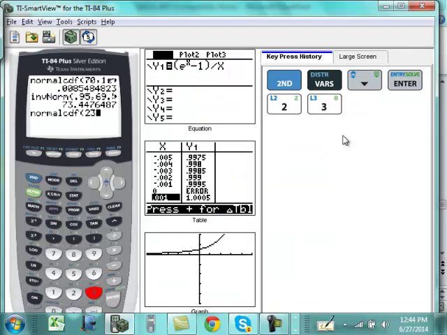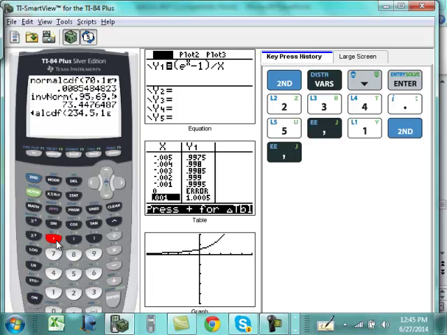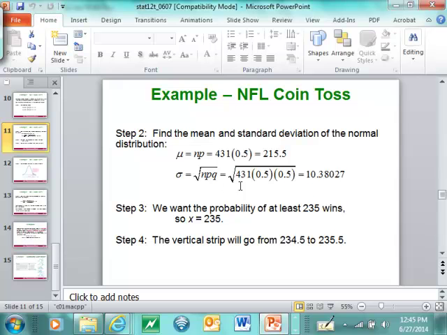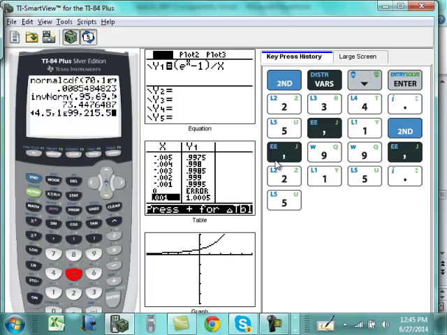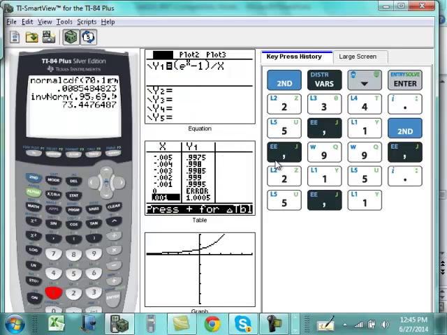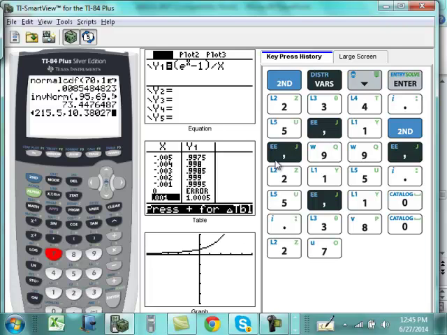So 234.5 is the left endpoint, comma. The right endpoint would be positive infinity, which is 1 EE 99, comma. Now this is for a normal distribution with a mean of 215.5. So we'll do 215.5, comma, standard deviation of 10.38027, close parentheses.